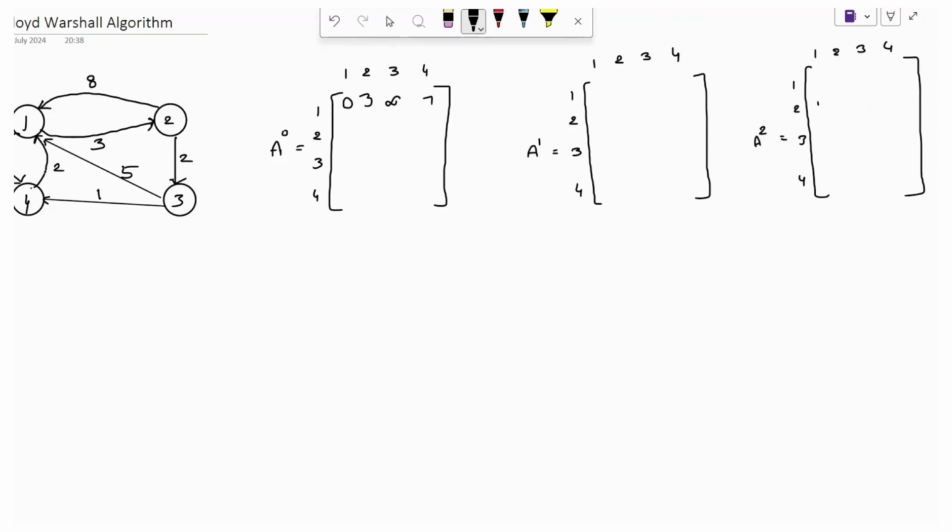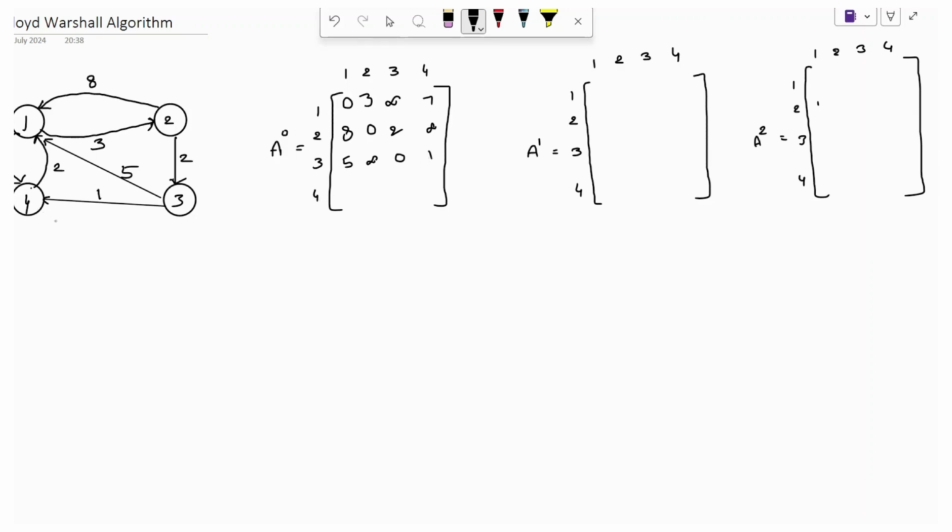The distance from 2 to 1 is 8. 2 to 2 is anyway 0. 2 to 3 will be 2. 2 to 4, there is no direct path from 2 to 4, so I am going to represent it as infinity. Next, 3 to 1. The distance from 3 to 1 is 5. 3 to 2, there is no direct path, so I am going to indicate it as infinity. 3 to 3 is anyway 0. 3 to 4, the distance is 1.